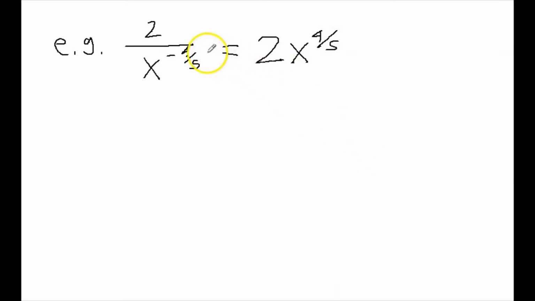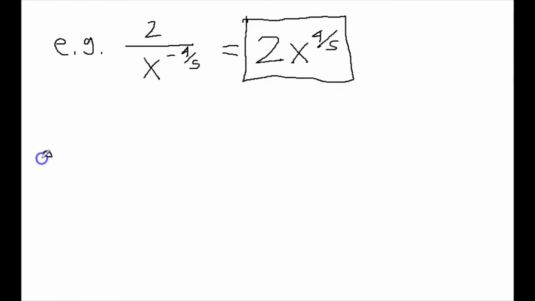So you notice that the exponent is negative 4/5 when it's in the denominator. When I move it into the numerator, it becomes positive 4/5. The 2 is just a 2, you see that? You see what I did here? So that's the answer he's looking for on this one.